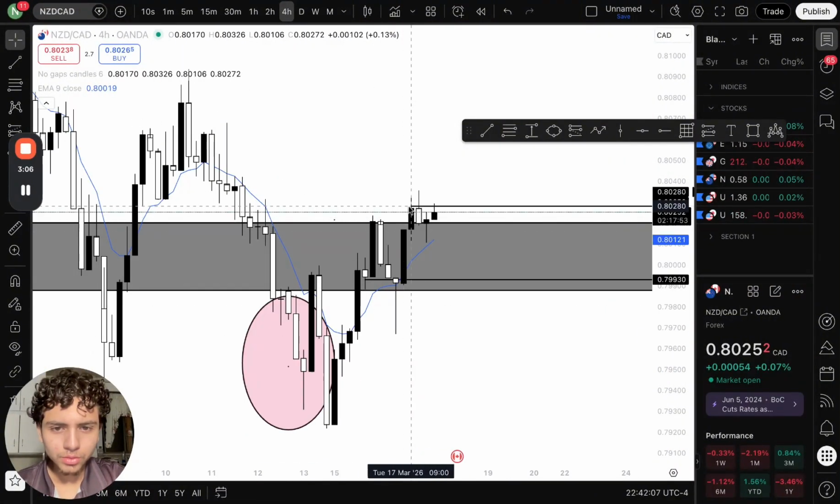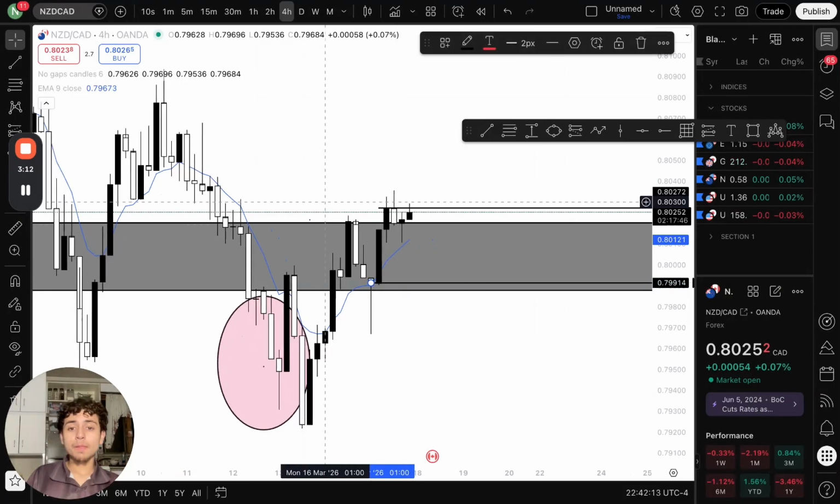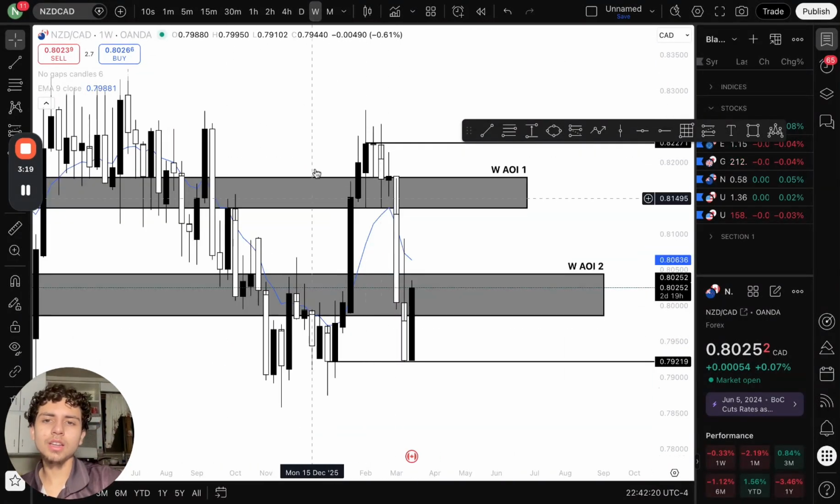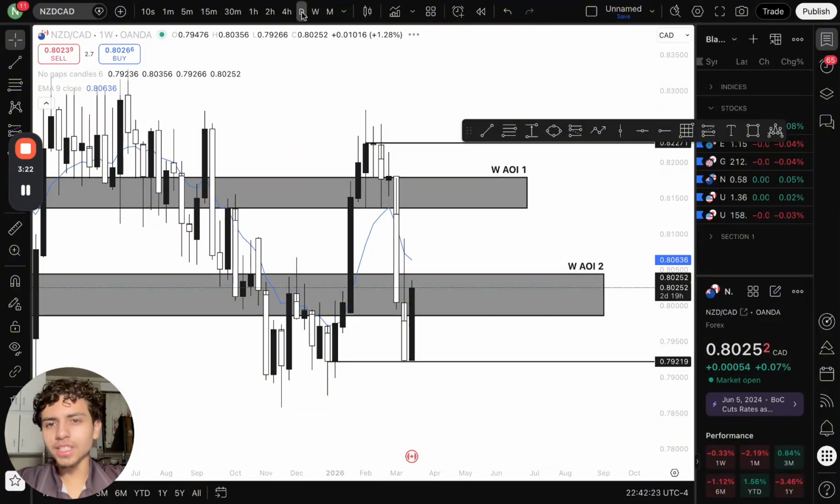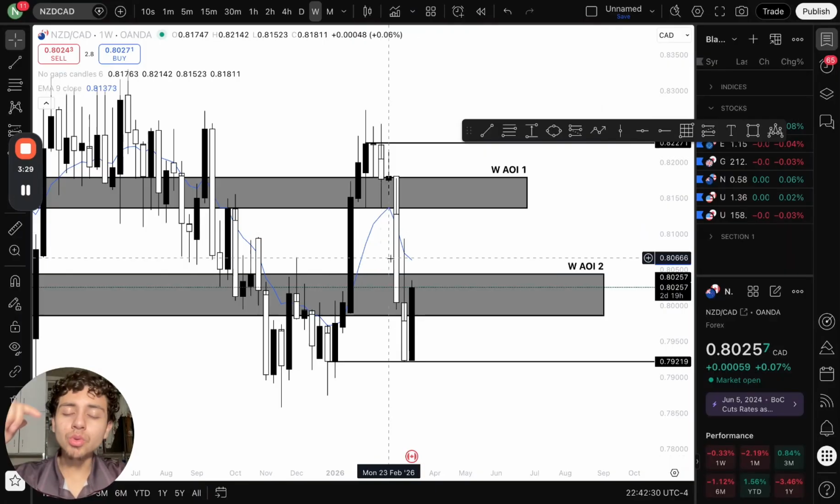Right now, it closed over here. So now this is a new higher high, and this is a new higher low. So now this is bullish. So what do I do now? This market is kind of weird, because I usually don't get into markets where the weekly is bullish, then the daily is bearish, and then the 4 hour is bullish. But I'm currently seeing some potential in this market.